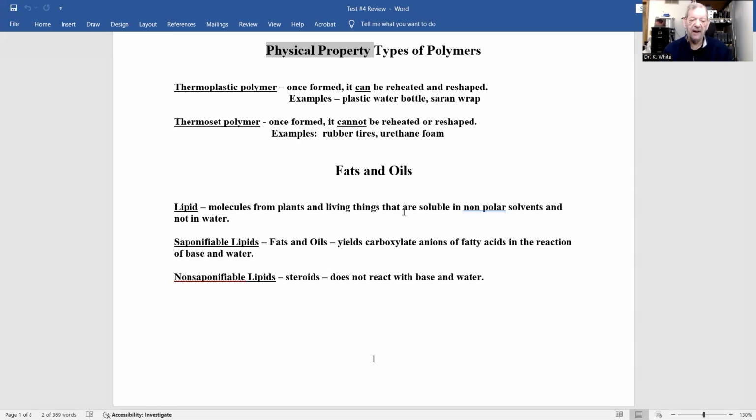And what is a saponifiable lipid? It's a lipid that yields carboxylate anions of fatty acids in the reaction of a base and water, like sodium hydroxide. And a non-saponifiable lipid, also known as steroids, does not react with base and water. So if a lipid reacts with base to give carboxylate anions of fatty acids, it's a saponifiable lipid, otherwise known as fats and oils.